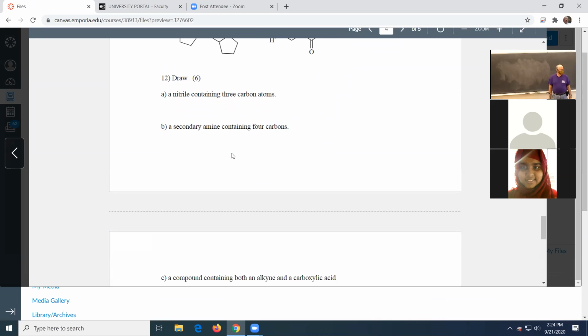Okay, number 12, some of these had more than one correct answer. Okay, so a nitrile containing 3 carbon atoms. And nitrile has a CN triple bond.